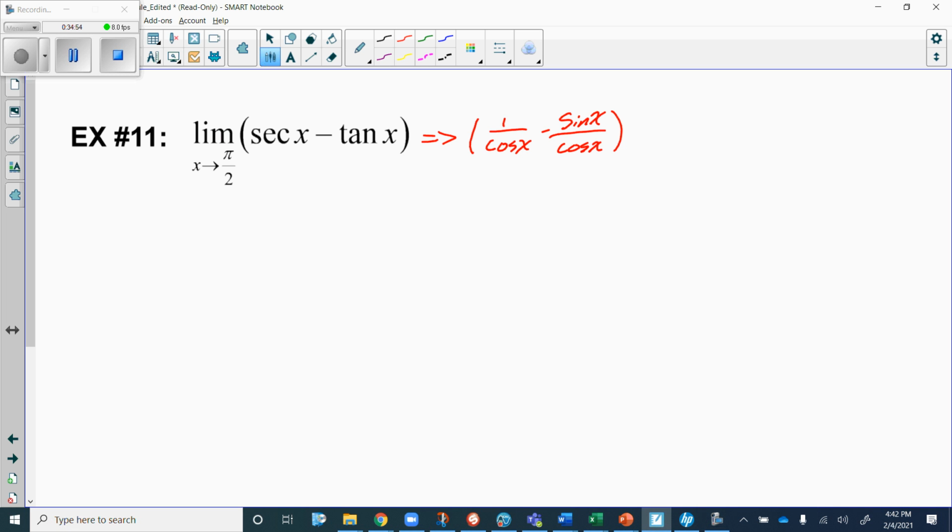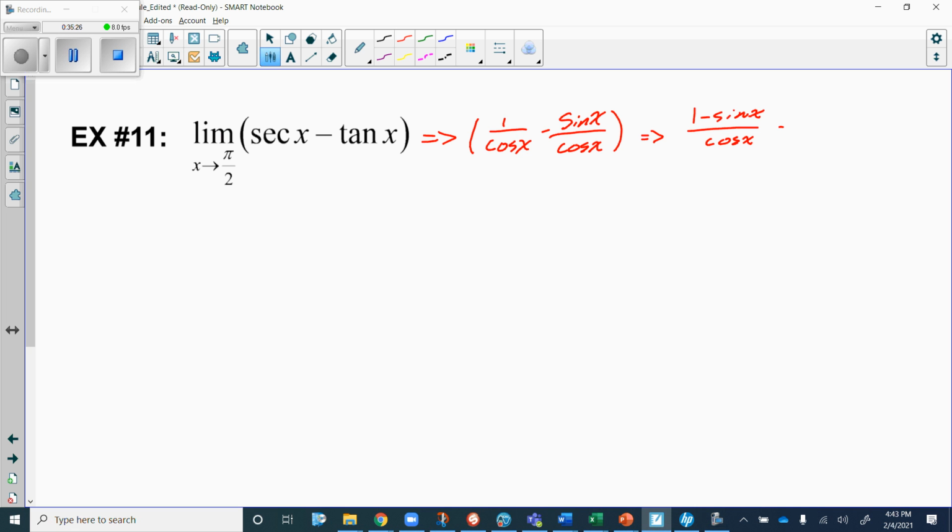And we can look at that in terms of a common denominator also. They actually have a common denominator, so I don't have to do anything to it, and I can just keep going here and say that would be 1 minus sine of x over cosine of x. So here, we're going to wind up with something, unfortunately, that doesn't work.